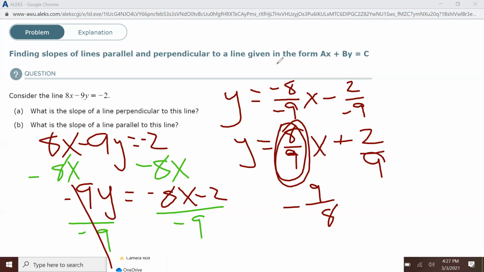If the 8/9 had been negative, then my answer would be positive. For part B, the slope of a parallel line would just be what we started with, 8/9. Parallel lines have the same slope, and perpendicular lines have slopes that are flipped over with the sign changed.